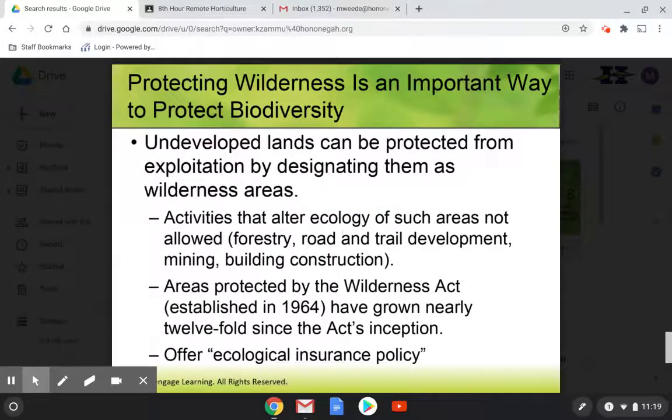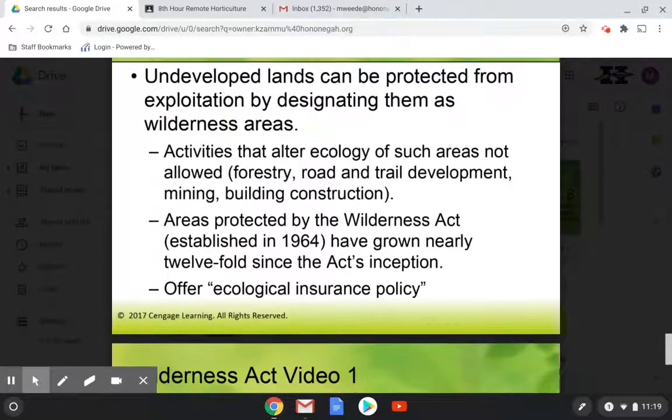So protecting wilderness is an important way to protect biodiversity. Underdeveloped lands can be protected from exploitation by designating them as wilderness areas. And so what we see is that activities that alter the ecology of such areas are not allowed. So forestry, road and trail development, mining, building. Essentially, we just let those areas be. We don't go and mine. We don't go and build different things, establish different things.